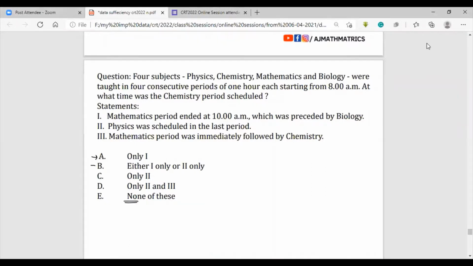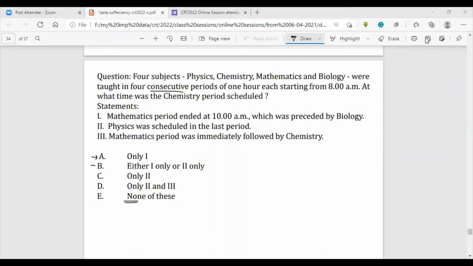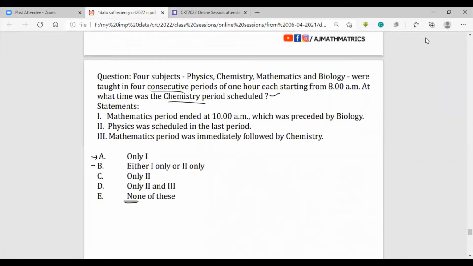Now the question here is: four subjects, physics, chemistry, math, and biology were taught in 4 consecutive periods. Consecutive means one after the other, 1 hour each, starting at 8 o'clock in the morning. At what time was the chemistry period scheduled? So we need to find out the chemistry period time.